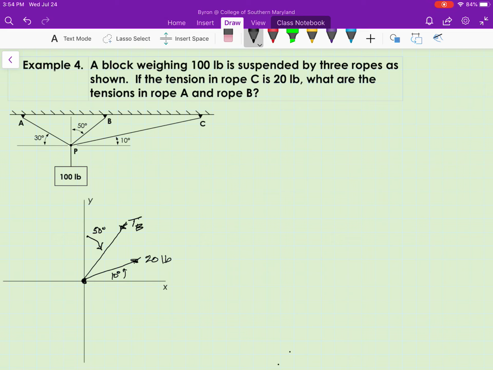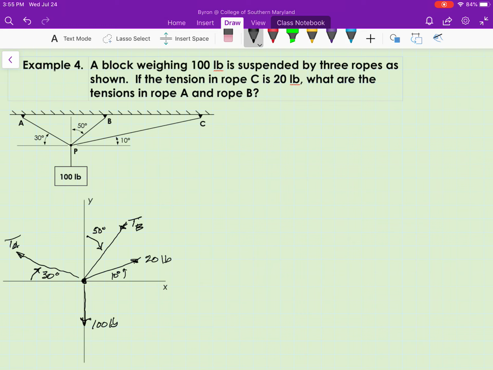Rope A, over here, this quadrant, is going off at a 30-degree angle with respect to the negative x-axis, and its tension is unknown. And then the 100-pound weight is acting straight down, and we know its tension at 100 pounds. Okay.